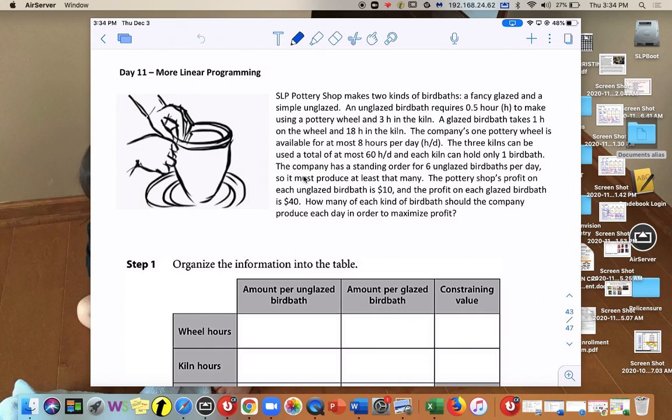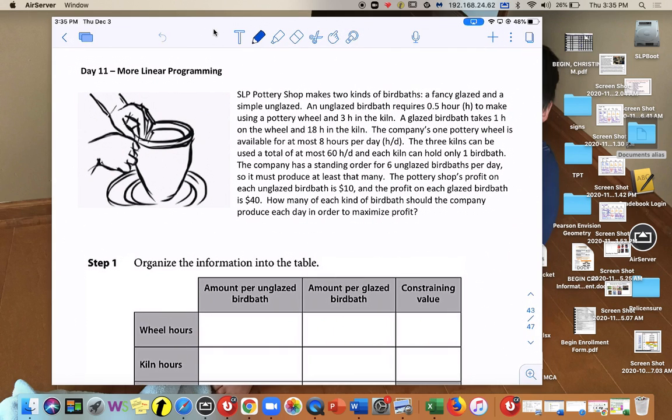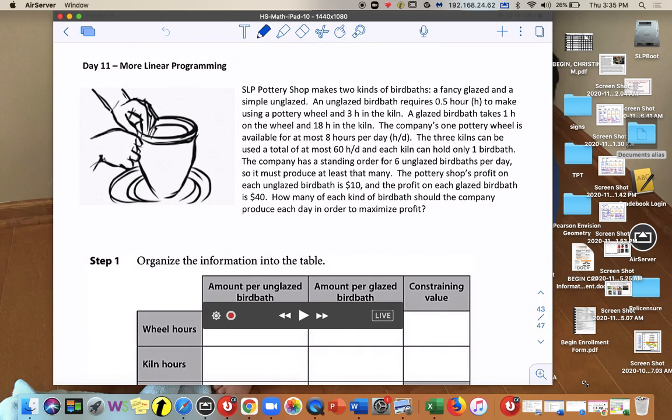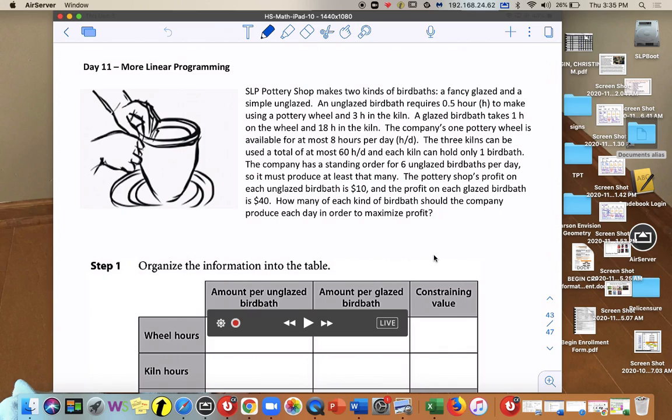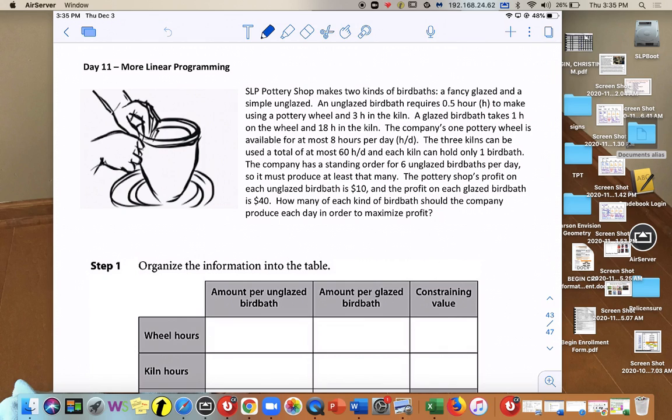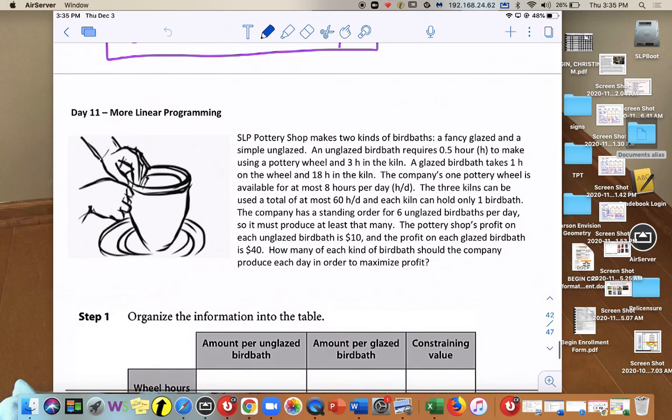So we've taken a look at linear programming in several different contexts, and today is review of that. So we're going to take a look at this example and how you can solve it using linear programming. SLP Pottery Shop makes two kinds of bird baths, a fancy glazed and a simple unglazed. All right, so I'm going to underline, we have the fancy one, and we have the simple one.